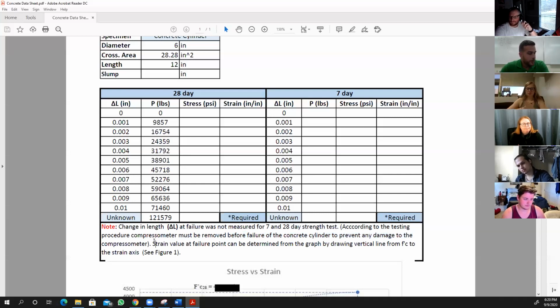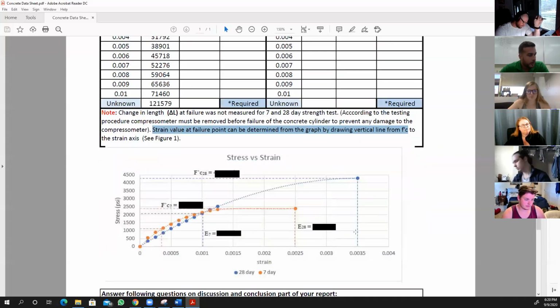Okay, let's continue. Strain value at the failure point can be determined from the graph by drawing a vertical line from F prime C, which is the concrete compressive strength, to the strain axis. See figure 1. There's a straight line, F prime C at 28 days, concrete compressive strength. It is a little bit above 4,000 PSI, between 4,000 and 4,500. So if I draw a straight line to this trend line, to this curvature, I can predict what the strain is at the end of 7 days, right?